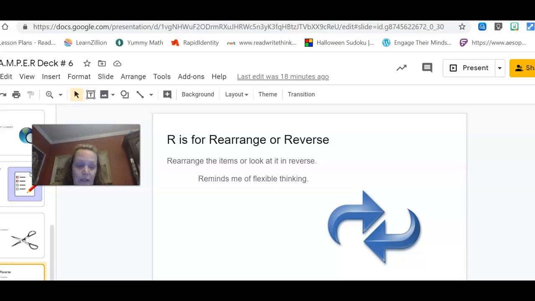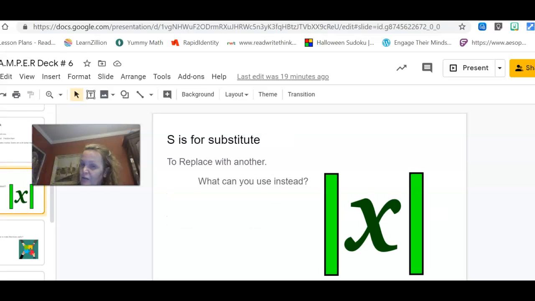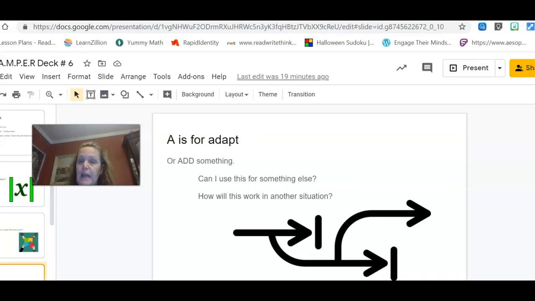So I'm going to review these with you again. And we're going to start with S. S is for substitute. Replace it with something else, like Mrs. Casa did with the zucchini. I didn't have enough, so I used an apple. C is for combine. Put it together with other things. See if you can make some groups. A is for adapt or add something.